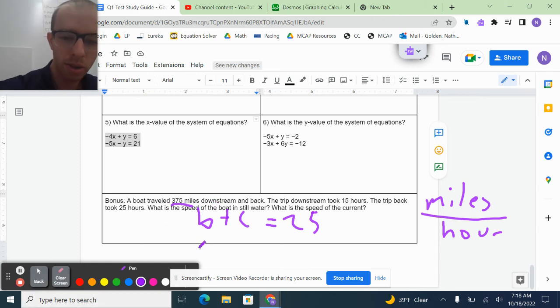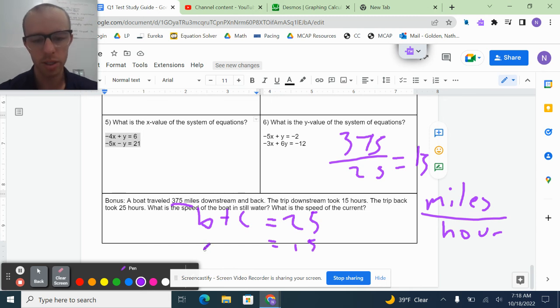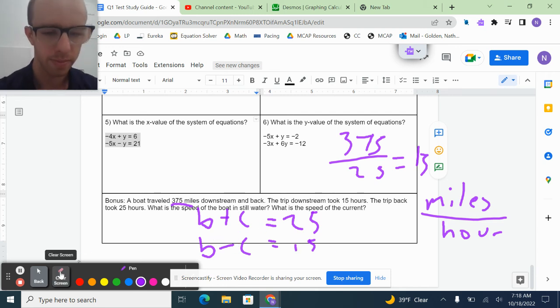On the way back, it takes 25 hours. And I'm just going to do the math in my head. You could type it in. 375 divided by 25 is 15. So this equals 15. But on the way back, it's going against the current. And so we're going to subtract the current this time. B plus C equals 25, B minus C equals 15.